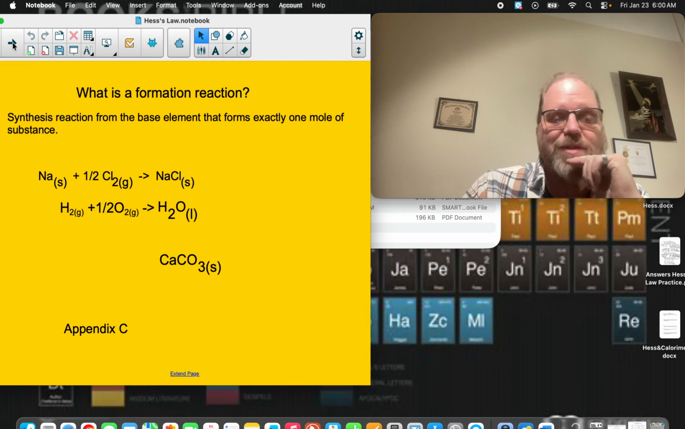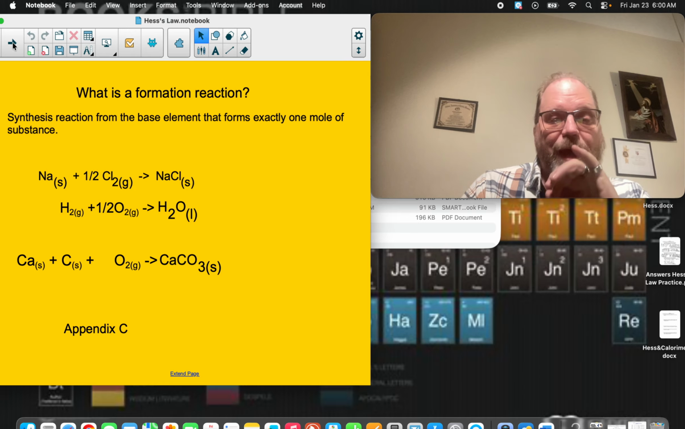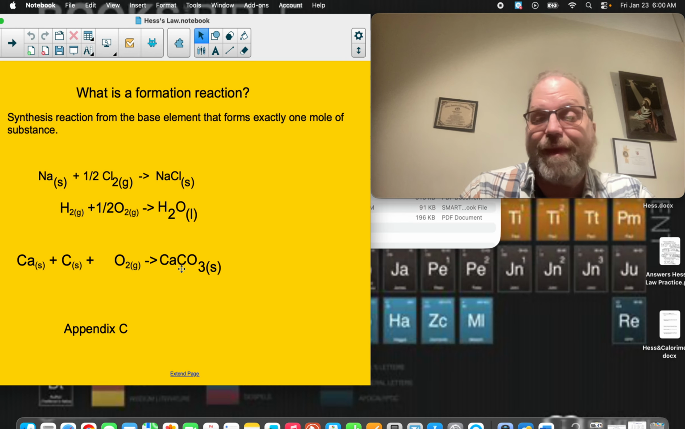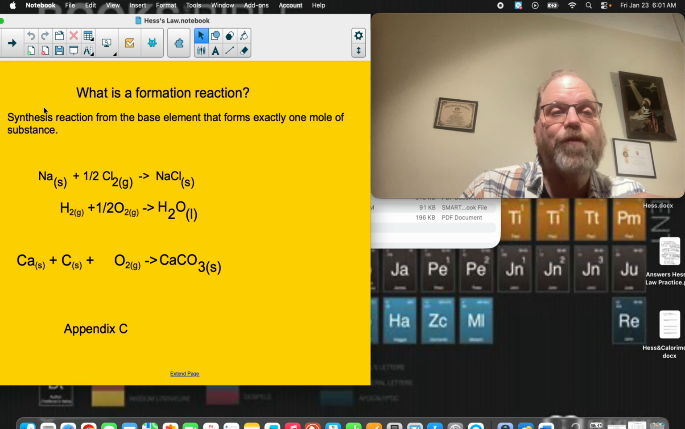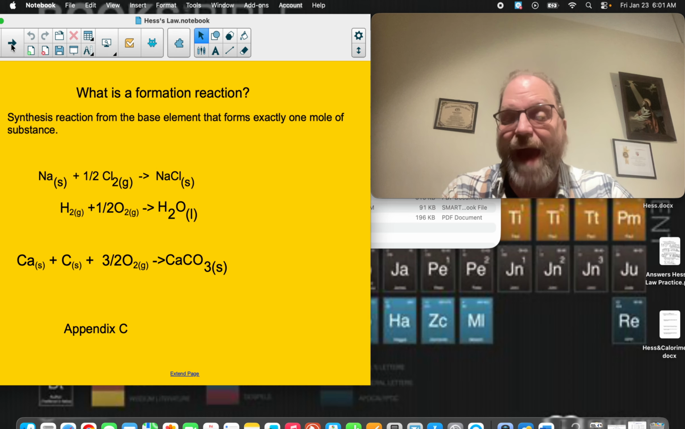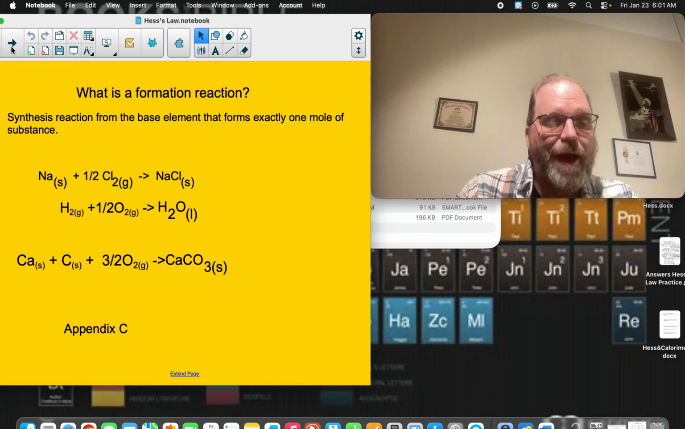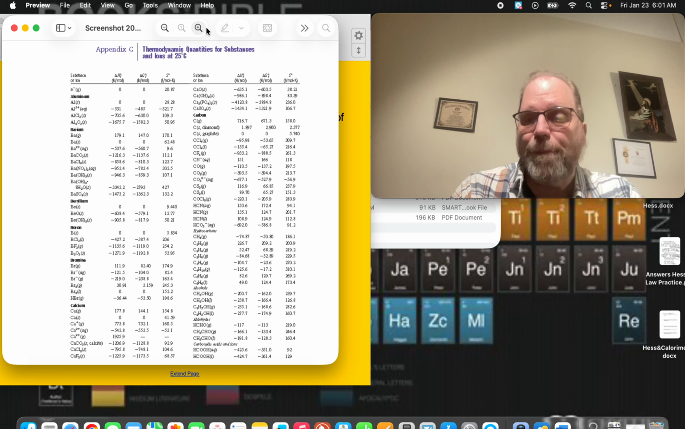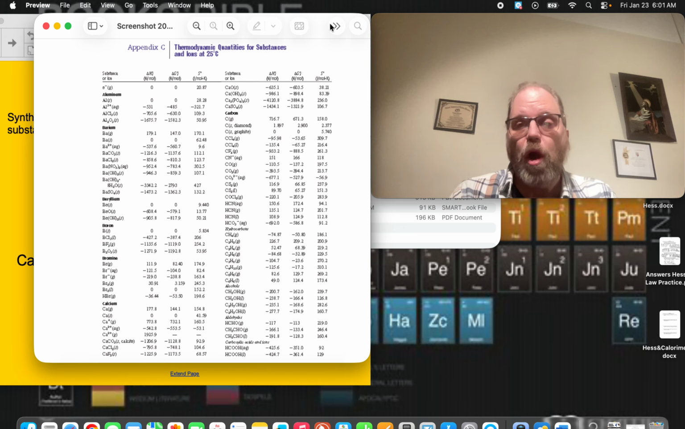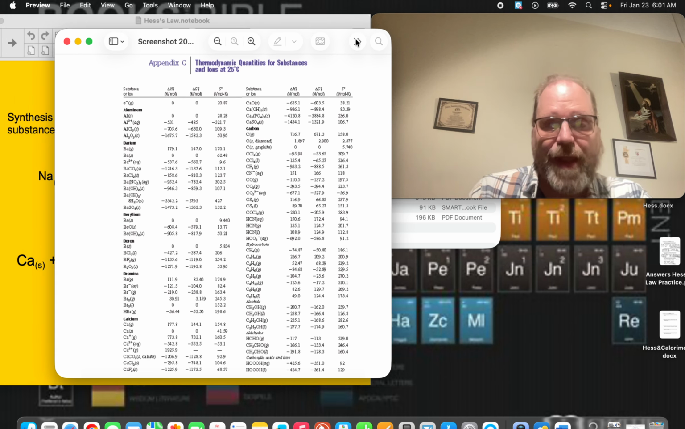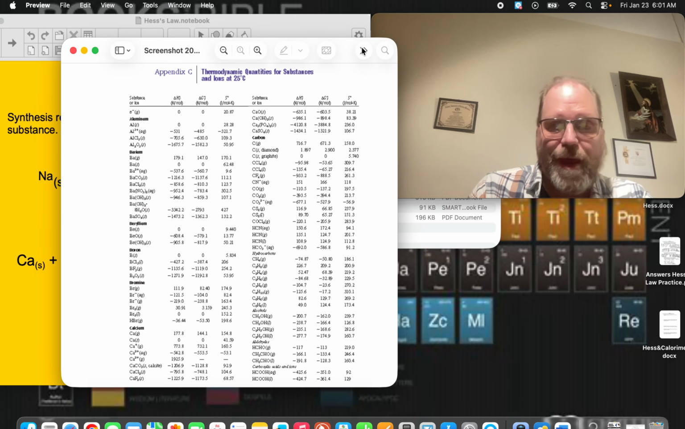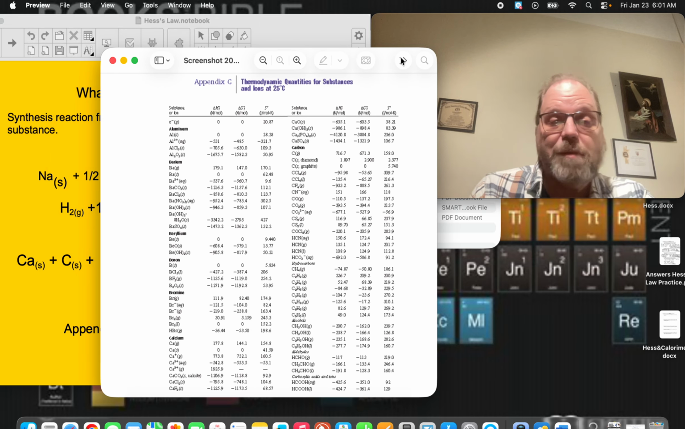All right, let's try calcium carbonate. Well, the elements involved with that are calcium solid, carbon solid, and oxygen. Now I have 1 calcium, 1 calcium, 1 carbon, 1 carbon, 2 oxygens and 3 oxygens. Again, I can't put a 3 and 2, so therefore I'm going to have to put 3 halves to get it in. Now I use that with something called Appendix C, and I'm going to pull that up right here so you can see that. It's a long chart. I will try to put that in the notes so that anyone can grab it and use it as they need.